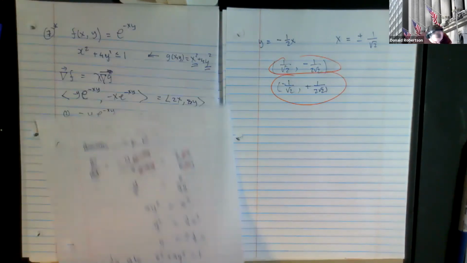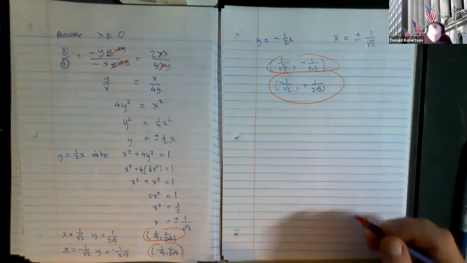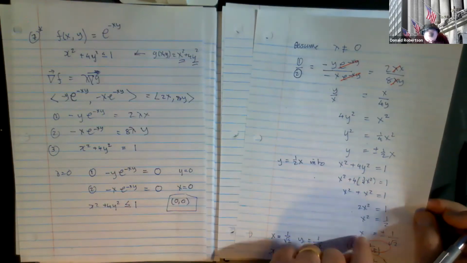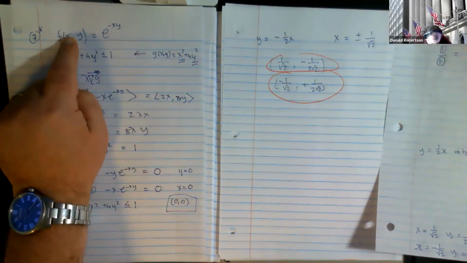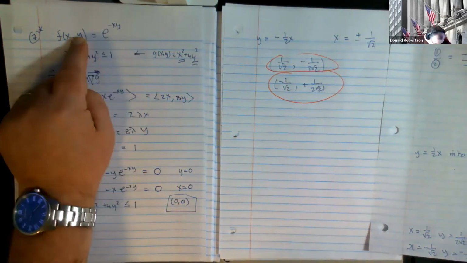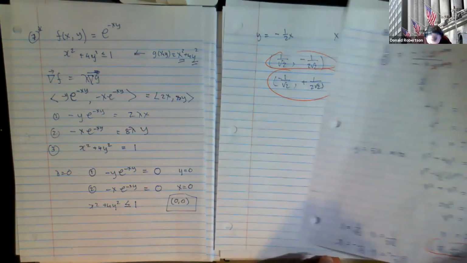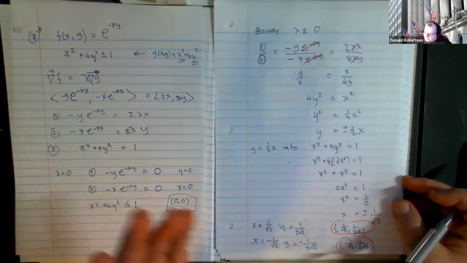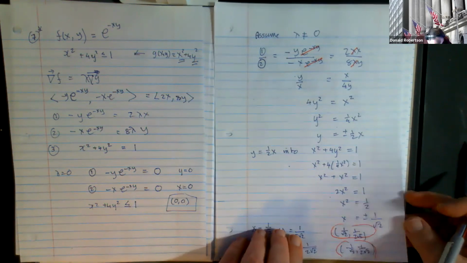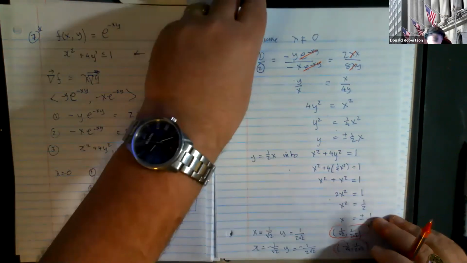So you check out that one, these two, and these two. So you can imagine that you've got 5 points. This one, this one, this one, this one, and this one. And you plug it into here. And the biggest answer is the absolute max, and the smallest answer is the absolute min. And that would take a big chunk of time. But it is doable.